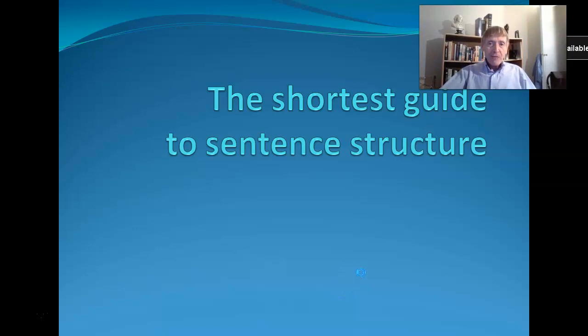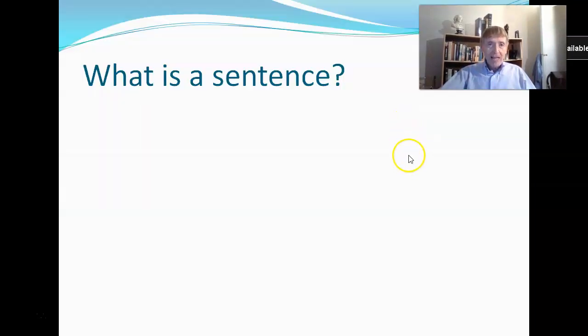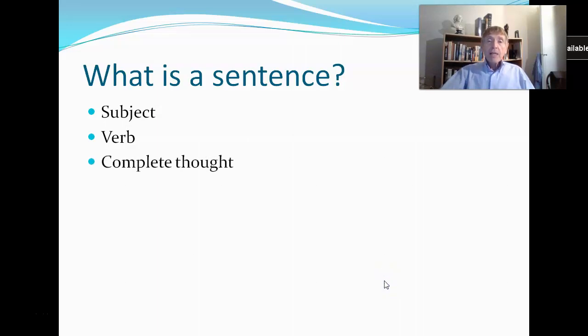And I think the first thing that we probably would want to ask is, what is a sentence? Well, there are actually 3 elements that are needed to make a good grammatical sentence. Does anybody know what they are? Well, first is a subject, of course. Next is a verb. And finally, a sentence has to express a complete thought. A sentence does not have to have an object.